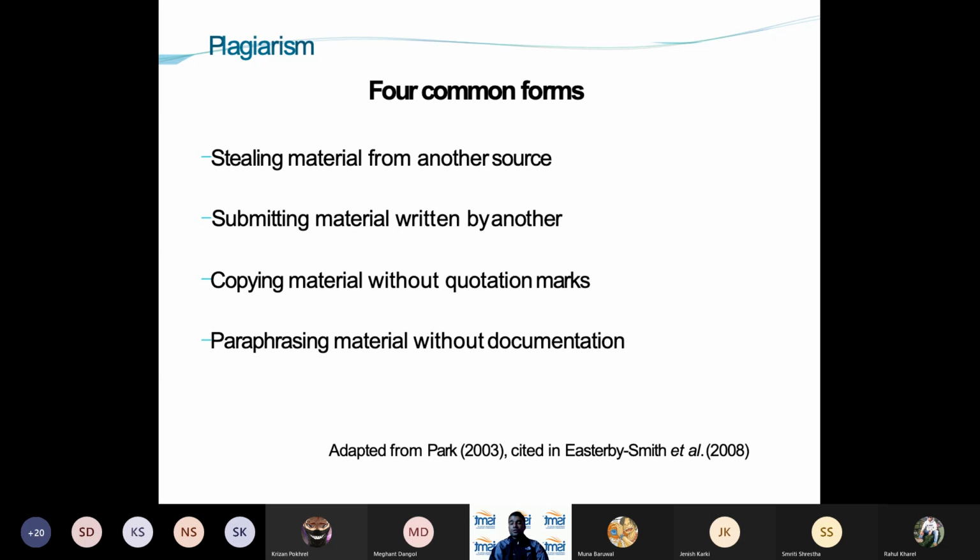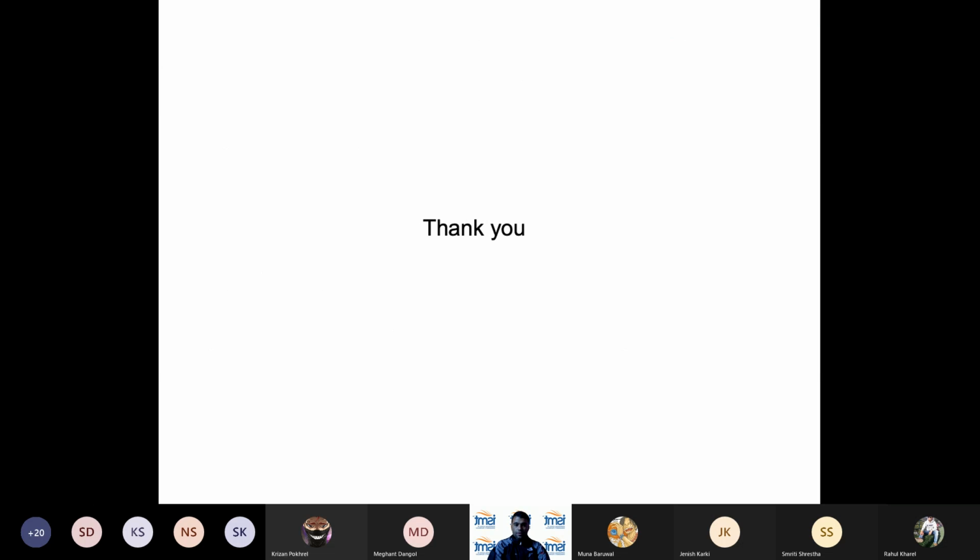Paraphrasing the material without documentation means you are just writing the other content in your own words, but the overall theme indicates the same, and you are saying you have done it yourself without any references or documentation. If you do it that way, that will act as plagiarism. So as far as possible, we need to avoid this. To avoid it, we use citations and references, and we give credit to the previous resources. These are the common forms to avoid plagiarism.